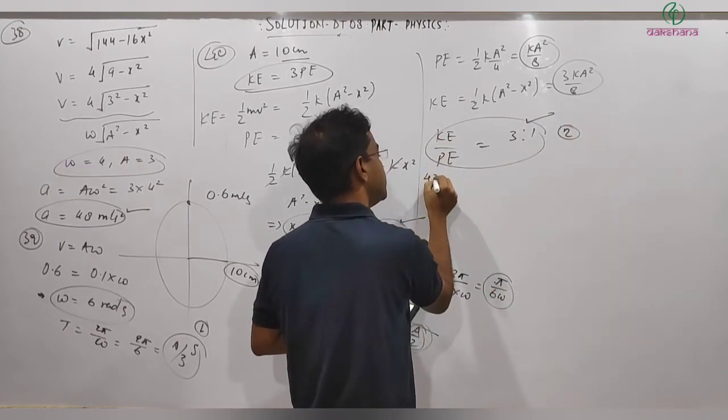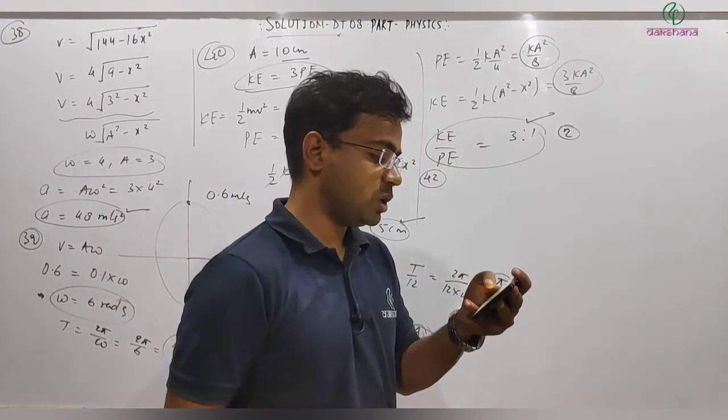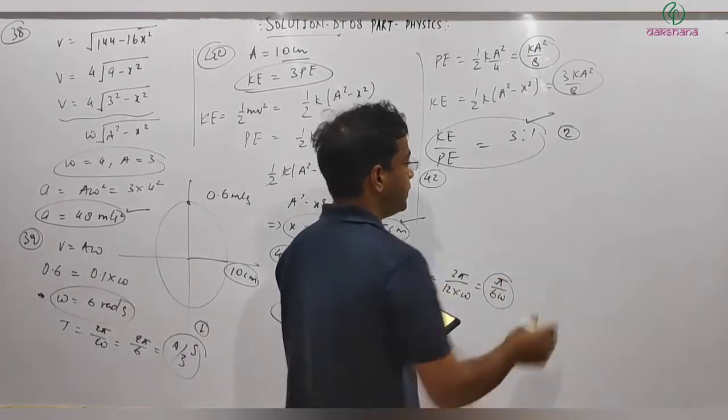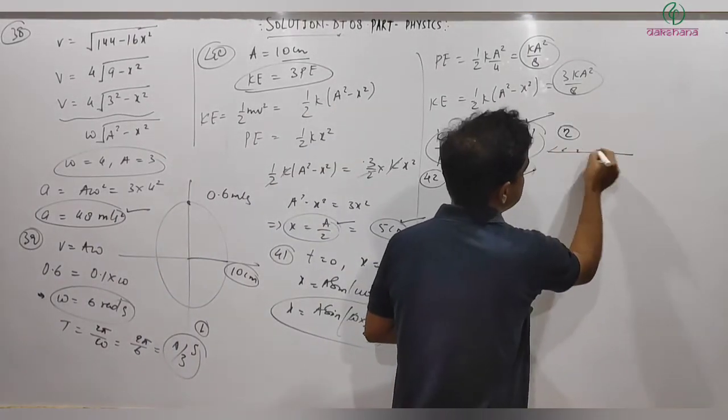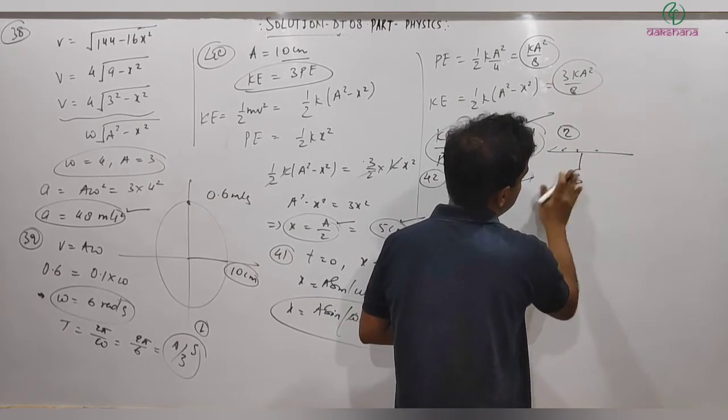Question number 42. Two masses, capital M and small m, are suspended together by a massless spring of force constant K. Okay, this is the situation. So two masses are suspended.